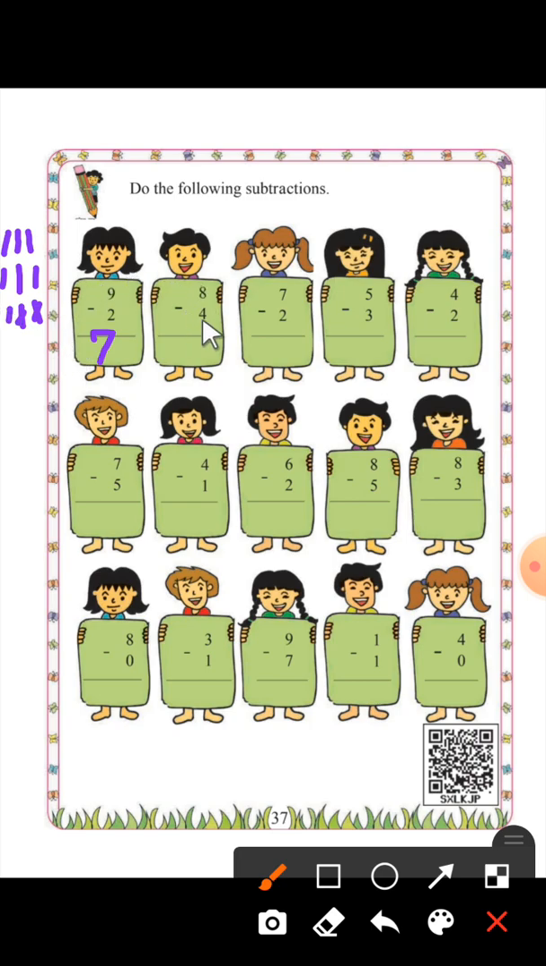8 minus 4 is equal to 4. 7 minus 2 is equal to 5. 5 minus 3 is equal to 2. 4 minus 2 is equal to 2. Now these two lines you will solve with the help of your parents.